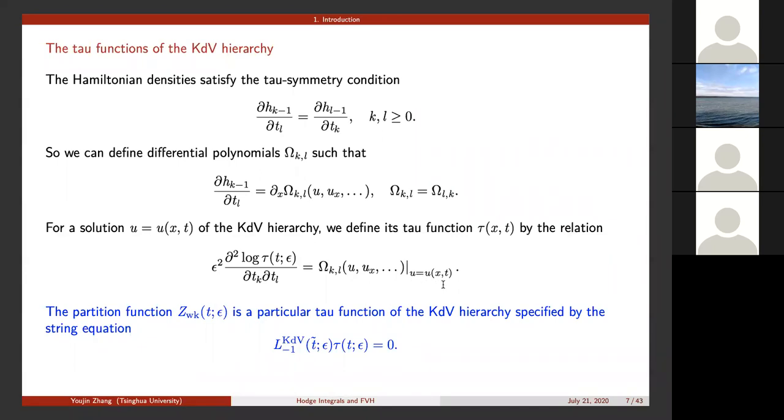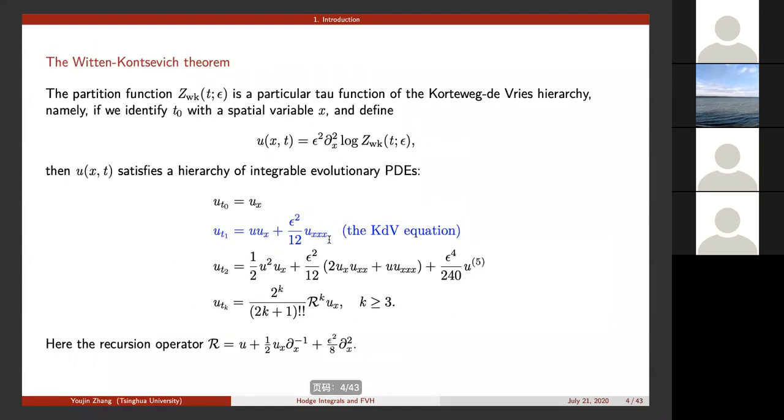So this is the general definition of a tau function for the Hamiltonian integrable hierarchy. You can always define it in this way. And in particular, if you choose K and L equal to zero, then we return back to the relation that we used to define this u.